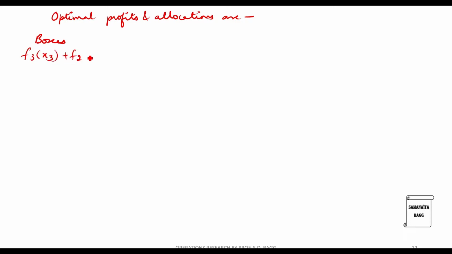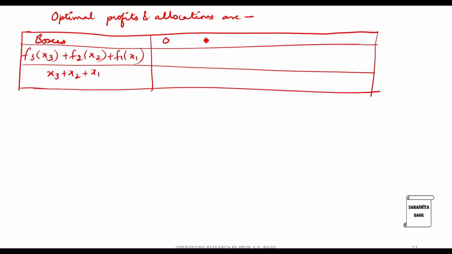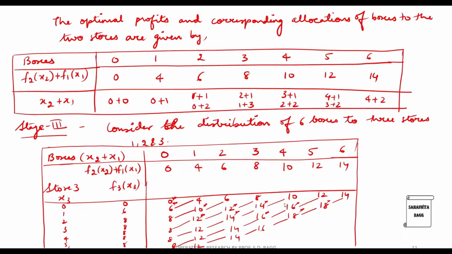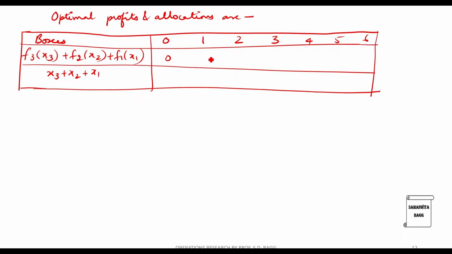So I'll write down the optimal profits and allocations. We'll have boxes, F3x3 plus F2x2 plus F1x1 and finally x3 plus x2 plus x1 in that order. Here we have numbers 0, 1, 2, 3, 4, 5, 6. Then we have the profits. That is the maximum value we found over here. So this is 0, 6, 10, 12, 14, 16, 18.